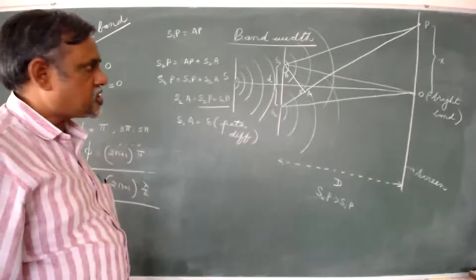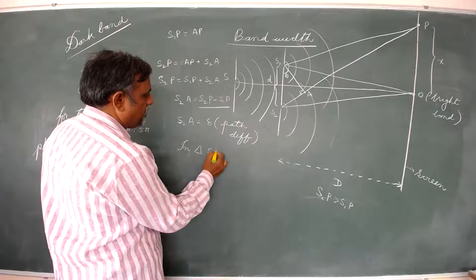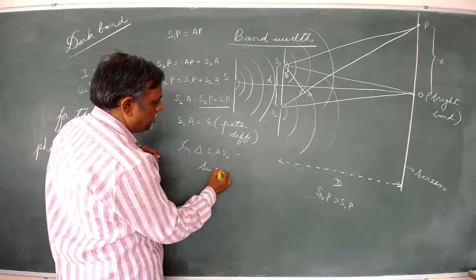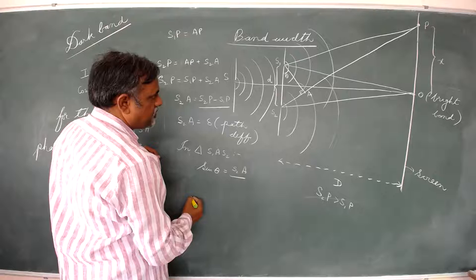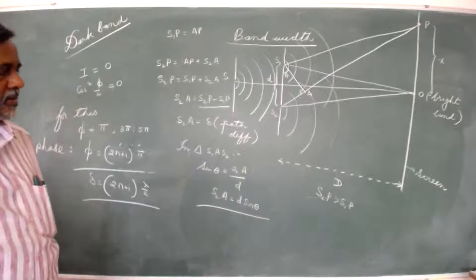Now this becomes a right-angled triangle. In the triangle S1, A, S2, sine theta is equal to the opposite side, which is S2A, divided by the hypotenuse S1S2, that is d. Therefore, S2A is equal to d sine theta.